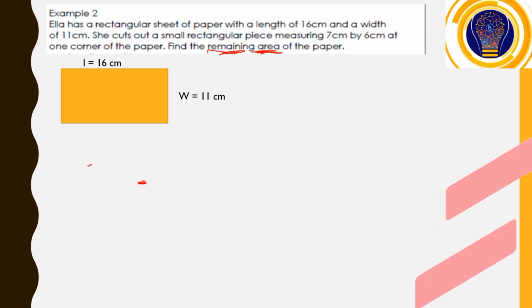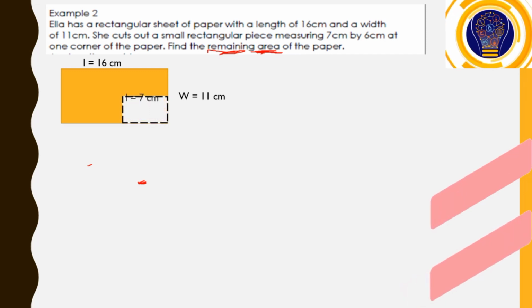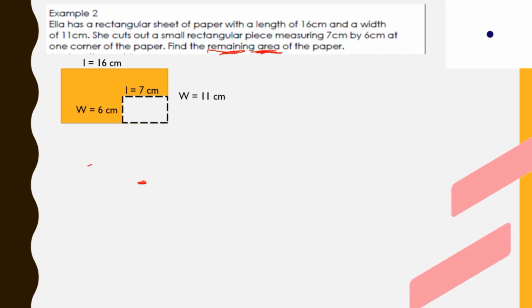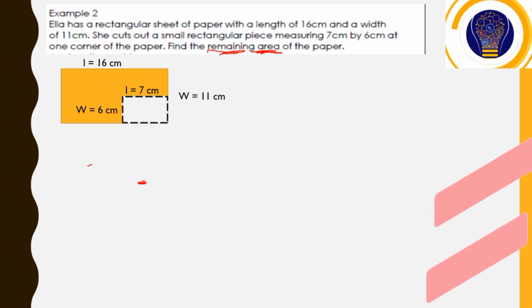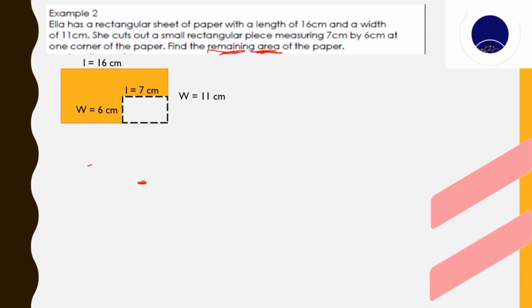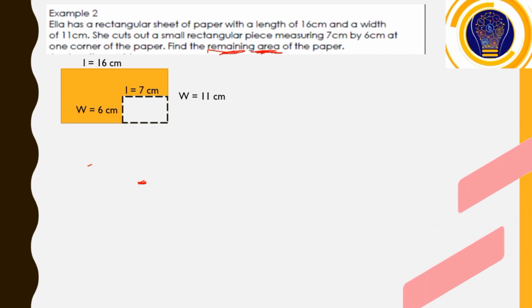At gugupit siya sa isang corner. Pagpalagay na dito siya gumupit. And that is 7 centimeters by 6 centimeters. So, bali ang natira na lang natin ay itong yellow part. Yun na lang yung natira. Yun yung hahanapin nating area. That is the area of the remaining paper. Itong yellow part na nakikita nyo dito, that is what we are going to get.